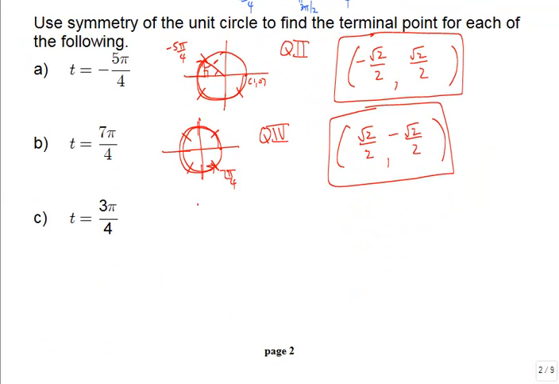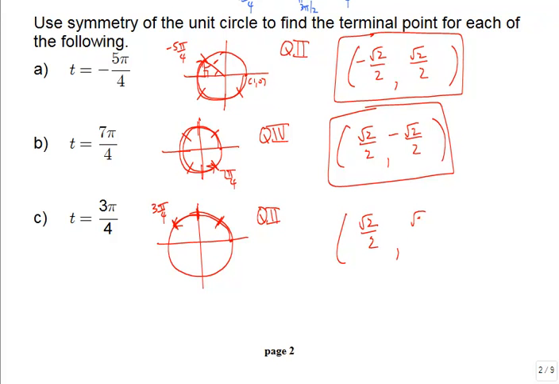Okay, let's try one more example here. Let's try 3 pi over 4. It's positive, so we're going to go 1 pi over 4, 2 pi over 4, 3 pi over 4. So that's going to land me right here, which is in quadrant 2. Because it's a pi over 4 angle, I know this is going to be root 2 over 2, comma root 2 over 2, but because it was quadrant 2, the x value should be negative and the y value should stay positive.